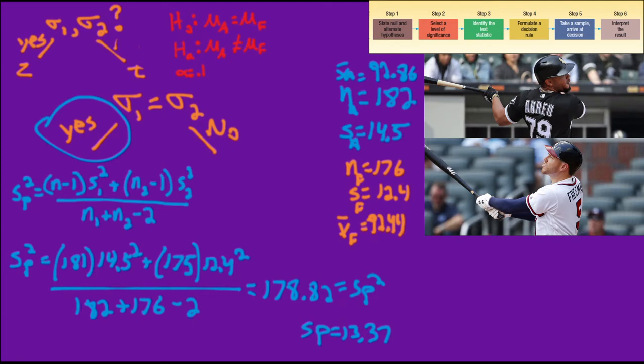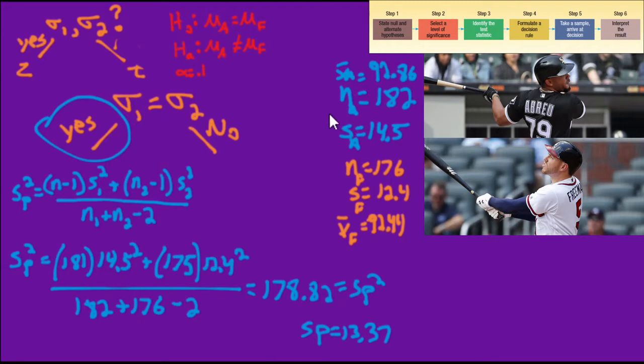In the previous video, we walked through one of the two t-tests that we encounter here in Chapter 11, where we assumed that the population standard deviations were equal, that there was one underlying sigma that was true for both populations. We walked through this example with Abreu and Freeman, the two MVPs from 2020.